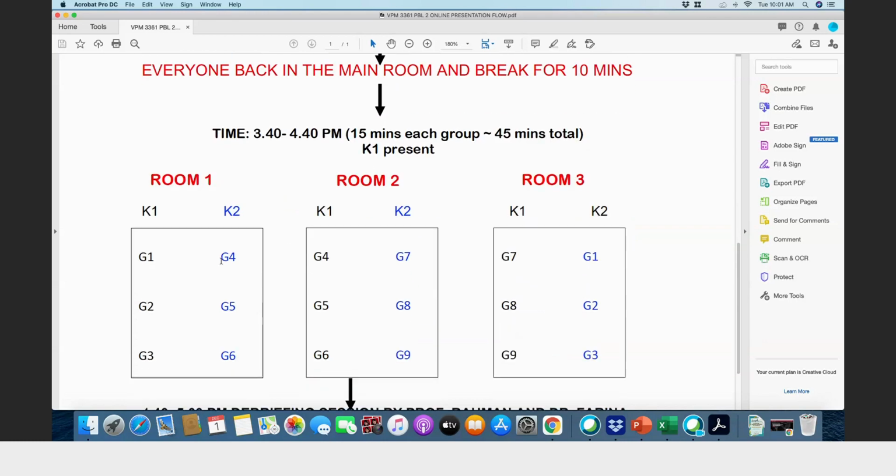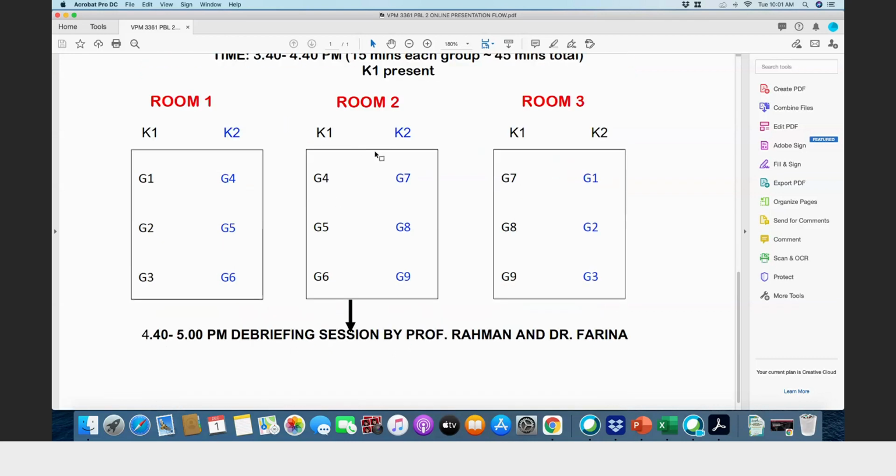Again, I will need to assign you into different rooms because I want a mixture. You've heard these people earlier, so you want to have different momentum and different chemistry in the room. I put another combination. This time K1 will present, K2 will listen. Group 1, group 2, group 3 will present accordingly, and the same with room 2, room 3. At 4:40 we will finish.